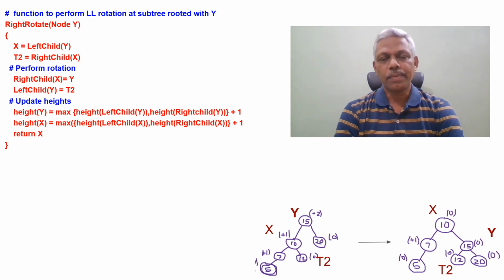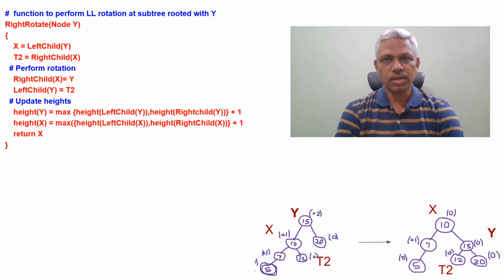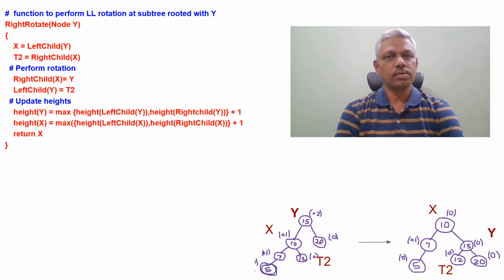That means we push x upwards, and we take y as the right child of x, and the already existing right child of x, t2, is added as the left child of y. So right rotate on node y is achieved by taking x as left child of y, t2 as right child of x. Then we perform the rotation by taking right child of x as y and left child of y as t2. And once we push these nodes, we re-update the balance factors.